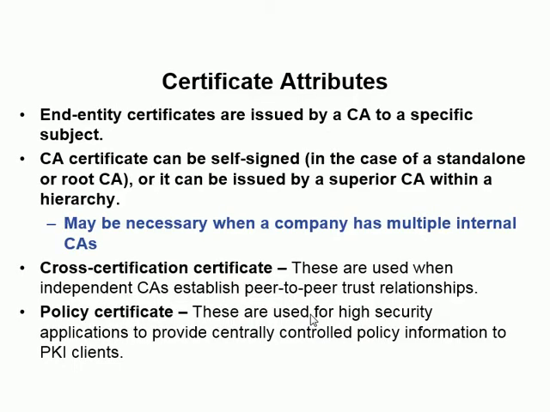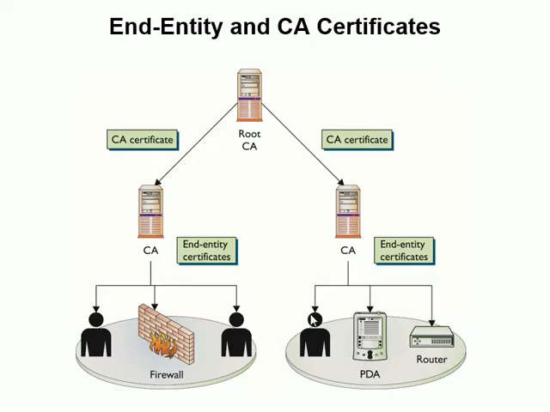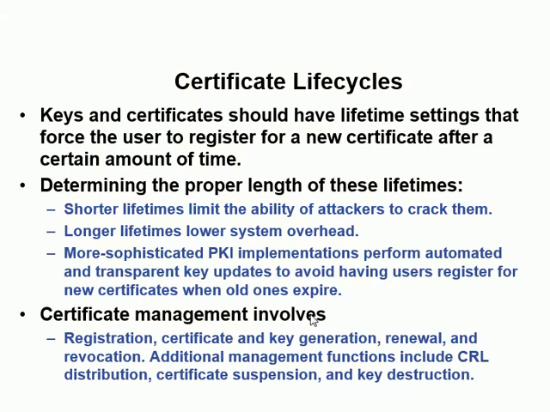So end entity certificates are issued by a CA to a specific subject. The CA certificate can be self-signed, although if it's self-signed, then some entities won't accept it because they won't trust you. Cross-certificates are used when independent CAs establish peer-to-peer trust relationships, and we'll talk more about this in just a few minutes. So certificate life cycles.